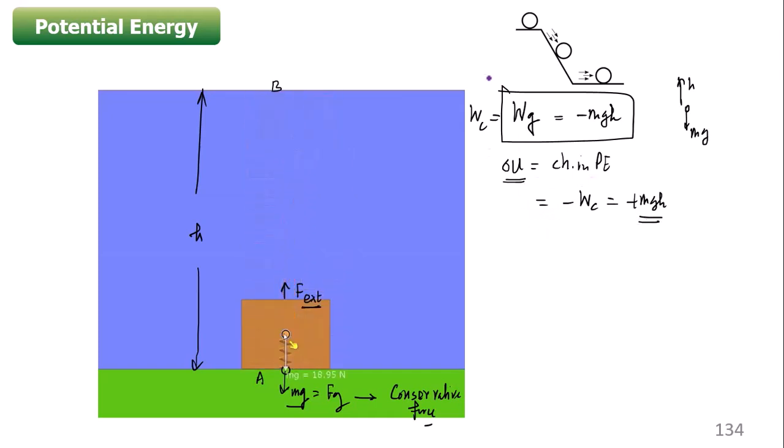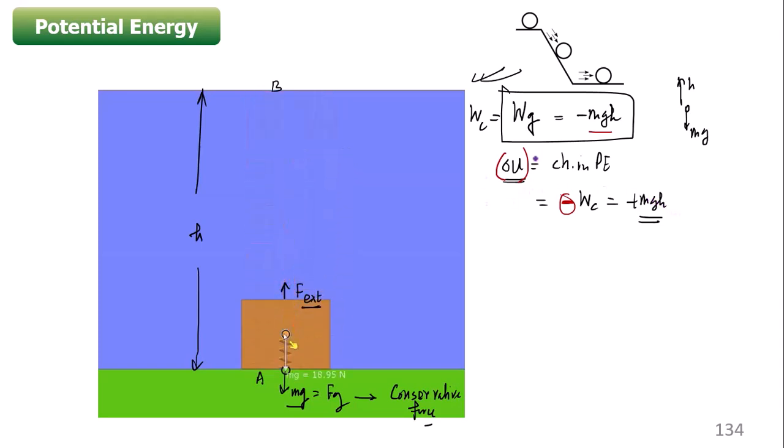First, identify what the conservative force is. Here only gravity is acting as a conservative force, and because of that the work done is negative. Finally, the change in potential is nothing but the negative of the work done by the conservative force. Already the work done by the conservative force is minus mgh, so we put another negative sign before that. Ultimately I am getting plus mgh. So plus mgh is the change in potential.